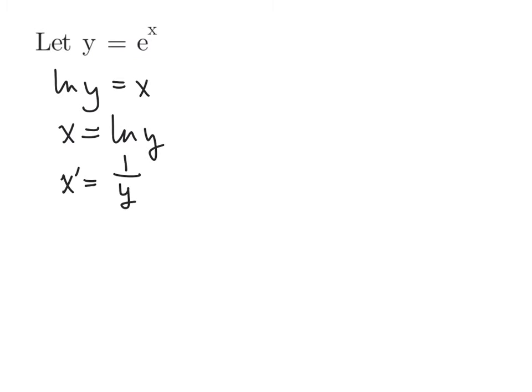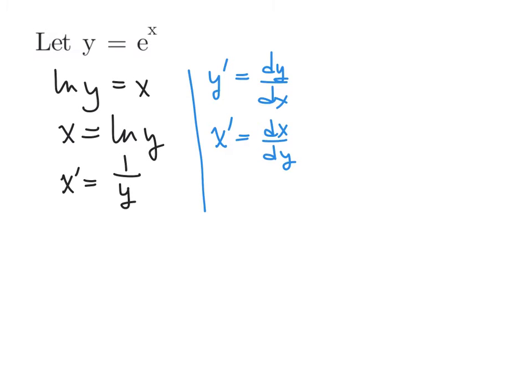Now, I just used this x prime notation, and I want to take a second here. We're used to seeing y prime, you know, that was Newton's notation. And Leibniz would have written it as dy/dx. Now, where we're at, we have x prime, as Leibniz would have written it. That would be dx with respect to y, the change in x with respect to y, because our function is now written in terms of y. So I could write this as dx/dy is equal to 1 over y.